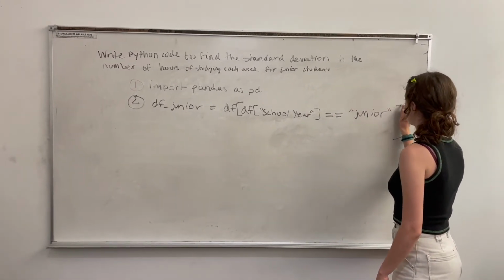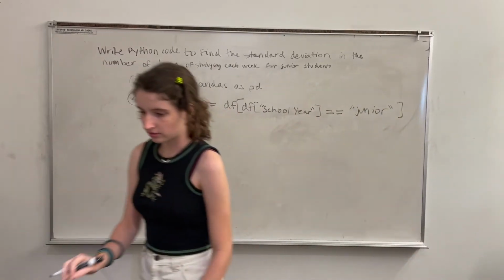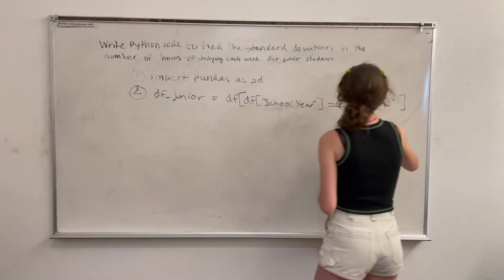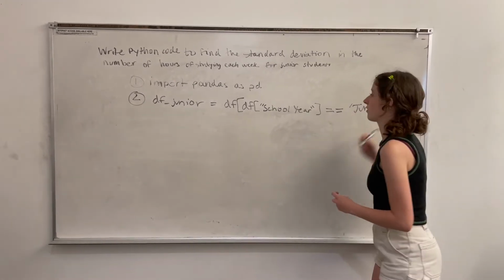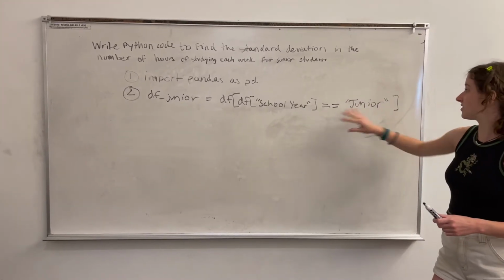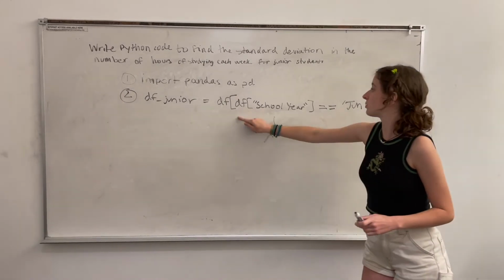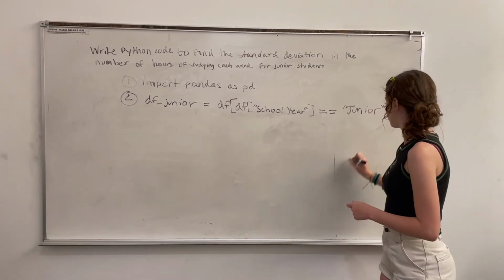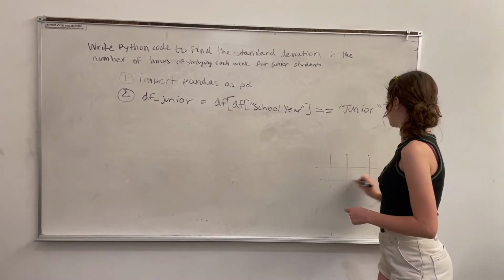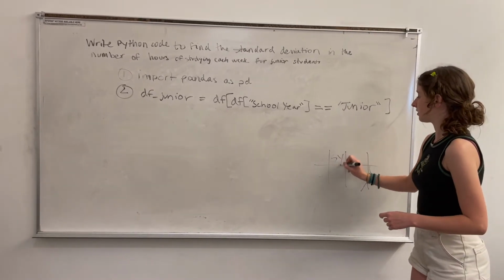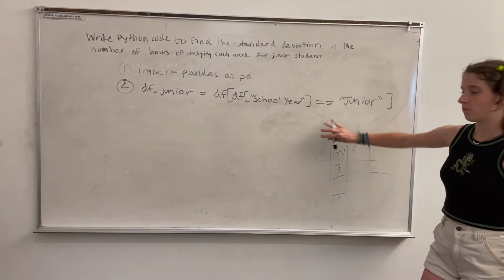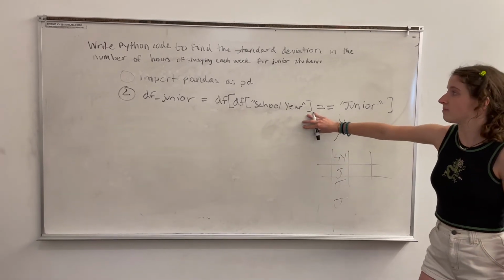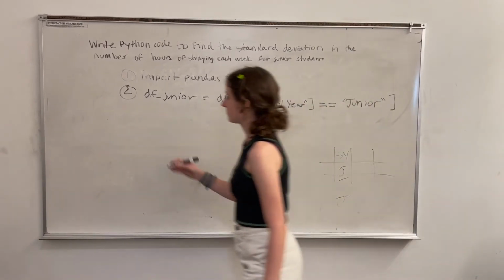And I'm pretty sure it's not capitalized. It is capitalized, and that's important. You want to make sure that right here you capitalize the J, or else it'll produce another error. So you have this entire statement, so it goes through the df school year column, and it only keeps rows that have in school year junior. And then we can work within a smaller data frame to get the standard deviation.